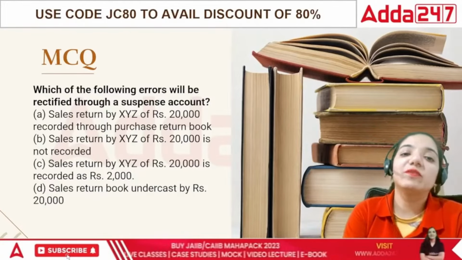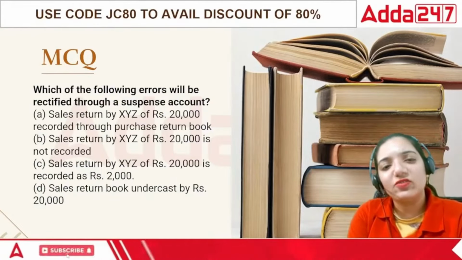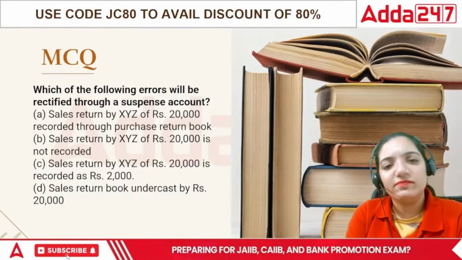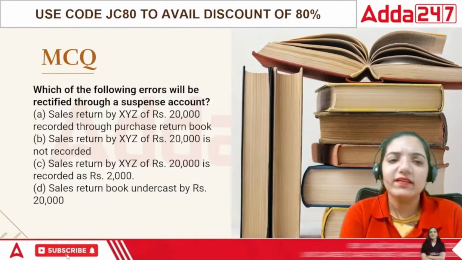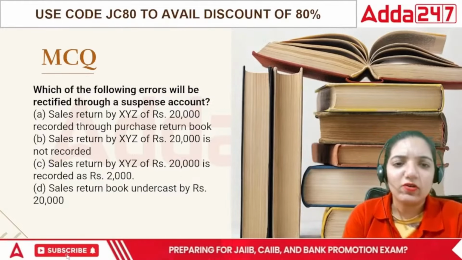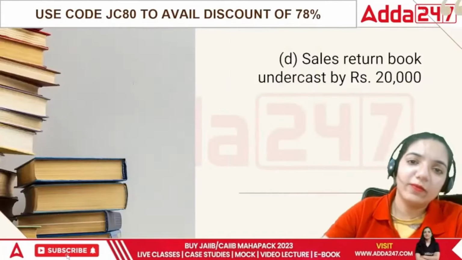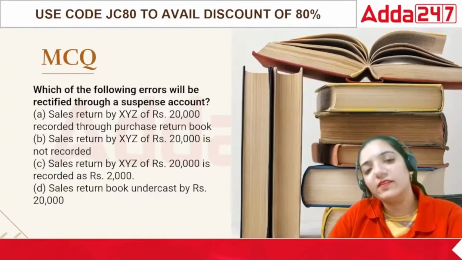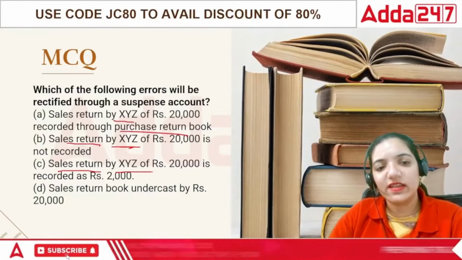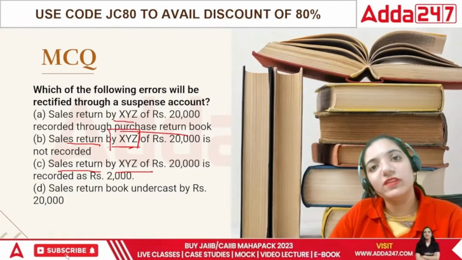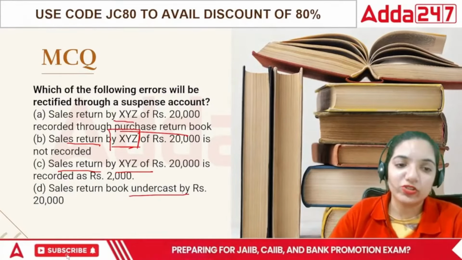Which of the following errors will be rectified? Sales return recorded through purchase, then sales return is not recorded, then sales return is recorded as 2000, then sales book is undercast by 20,000. So I think if I talk about it, it would be the area of undercast, because we don't know from where the particular thing is going on. For every other thing you will see there are two impacts. Sales return XYZ, sales return XYZ. You know sales return, both the elements of journal are visible. In case of undercast, that means you don't know which particular portion is there.